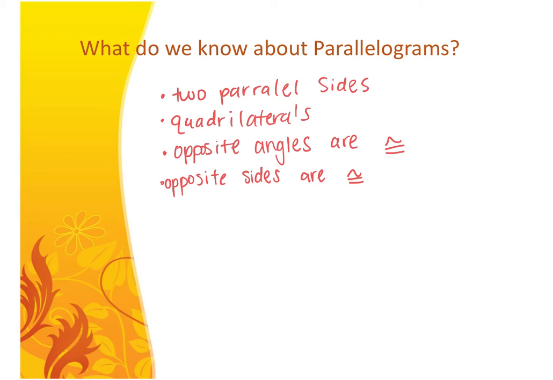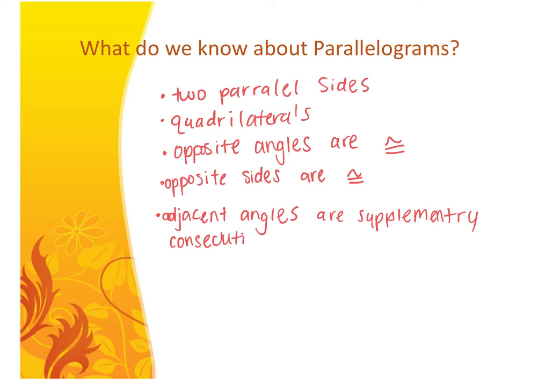What else? There's at least two more. Giselle. Adjacent angles are supplementary. Okay. Now, you might also, instead of adjacent, say that they're consecutive. And all those two mean is just that they're next to each other, not across from each other.